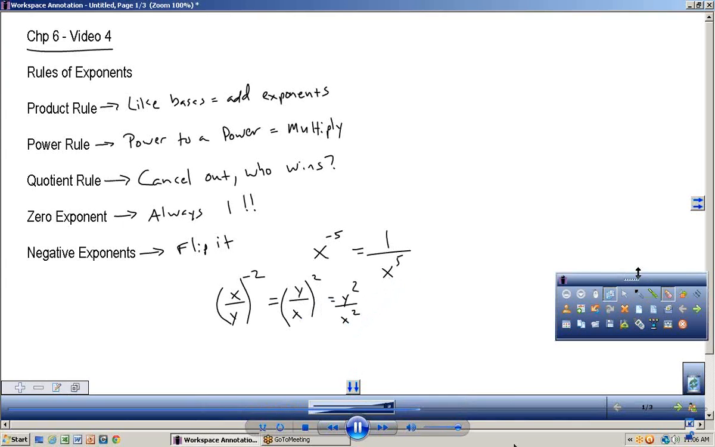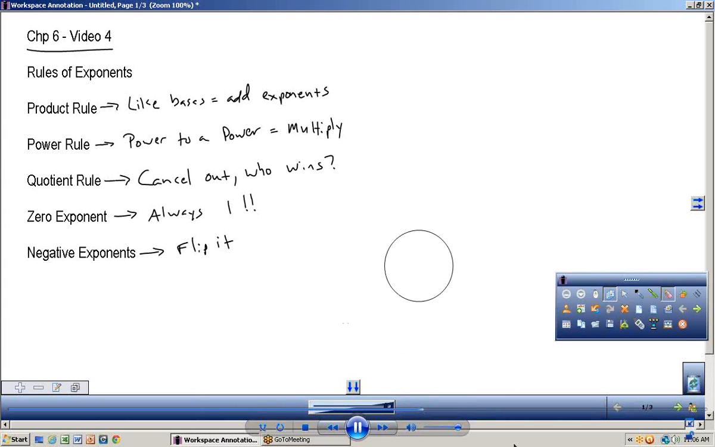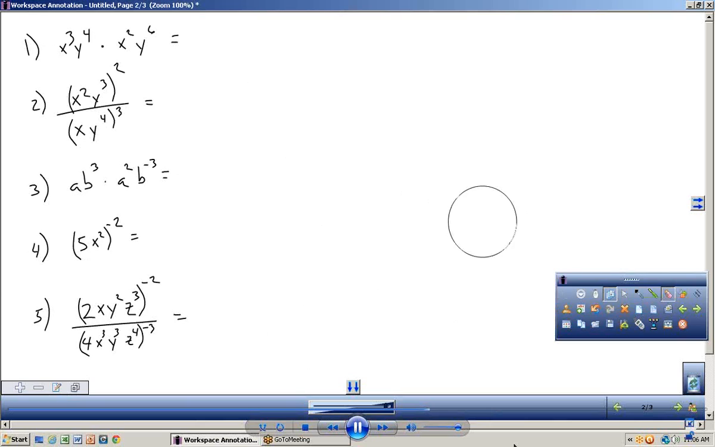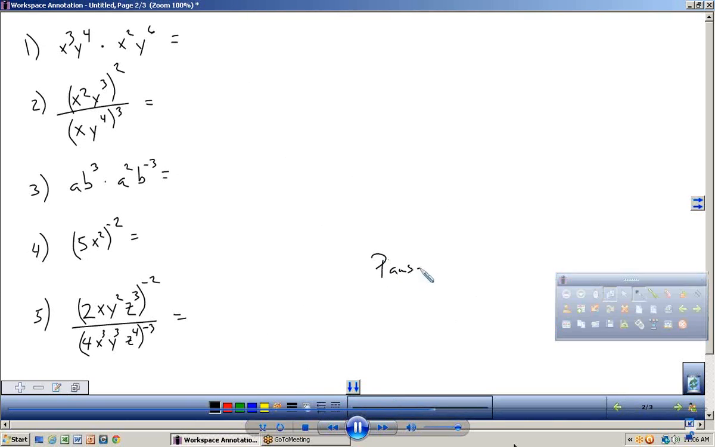Okay? Now, the next page is going to have several examples for you to pause and work through. Let's go to the next page. Here's 5 examples. I want you to pause it and work these out. It might take you a little while. So pause, pause, pause. Do it right now.